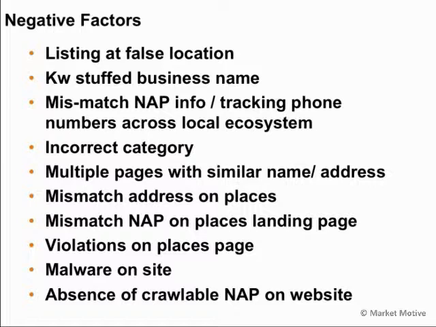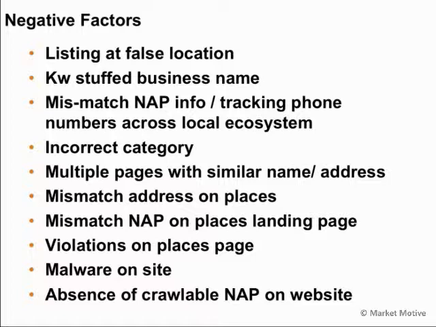Having multiple pages with a similar name and address. So if you register and then you register again, if you have multiple instances of pages, this can cause problems. If you mismatch your address on Places, if your address and phone number on your website versus your address and phone number on Places is different, this can cause problems. Mismatch on your Places landing page, violations if you're doing something abusive or putting your map on the wrong place, or bad reviews, or lots of different things here.